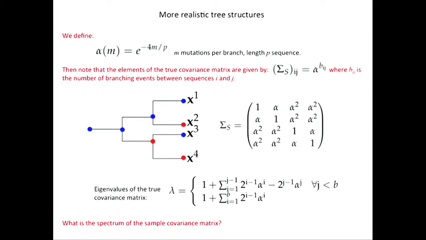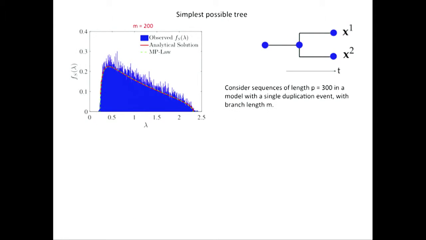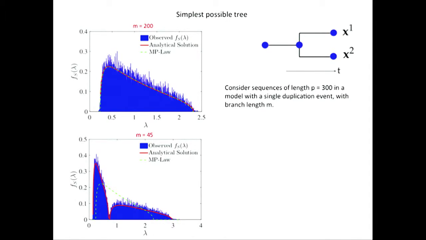So we can write down the eigenvalues of this true covariance matrix, and then ask what the spectrum of the sample covariance matrix drawn from that distribution is. Of course, if we make M large enough, if we inflict enough mutations on those sequences, then they'll still end up being independent, so we'll still recover Marchenko-Pastur. But in that case, our sequences look totally different from each other, and we know that's not the case in biology. That's definitely not true.